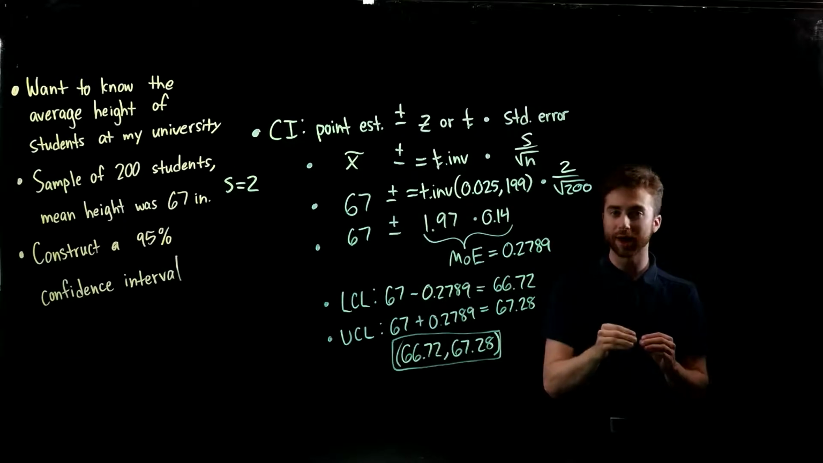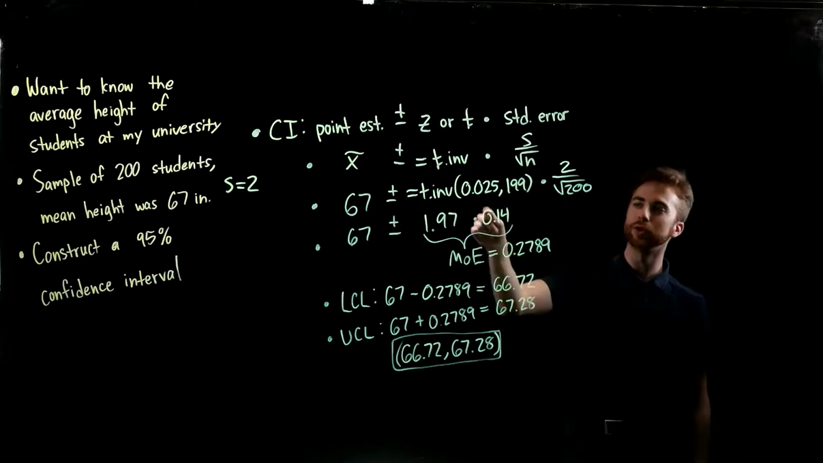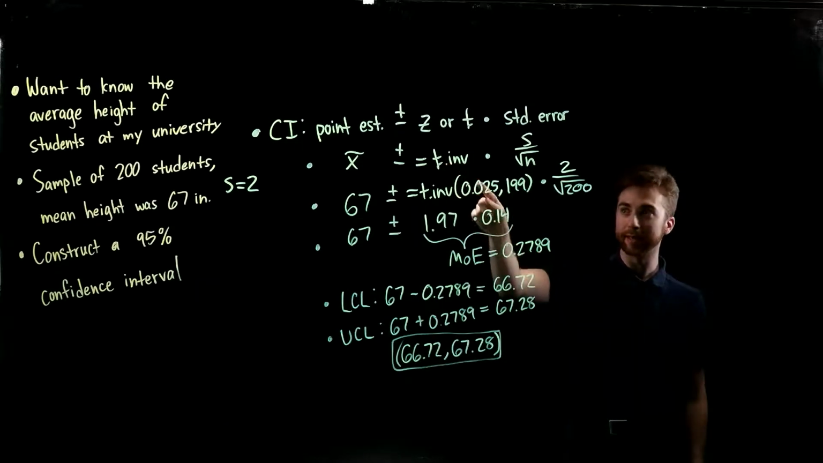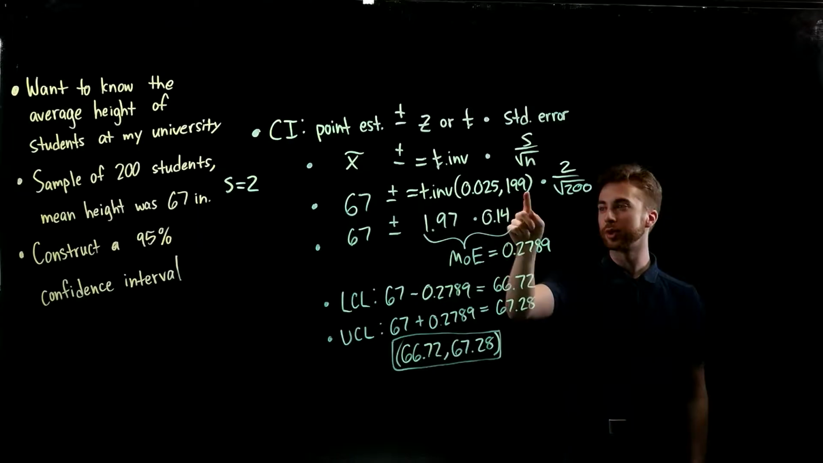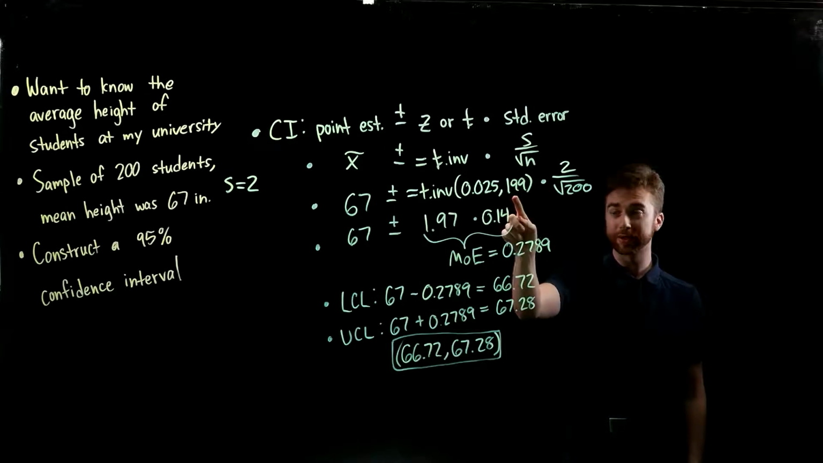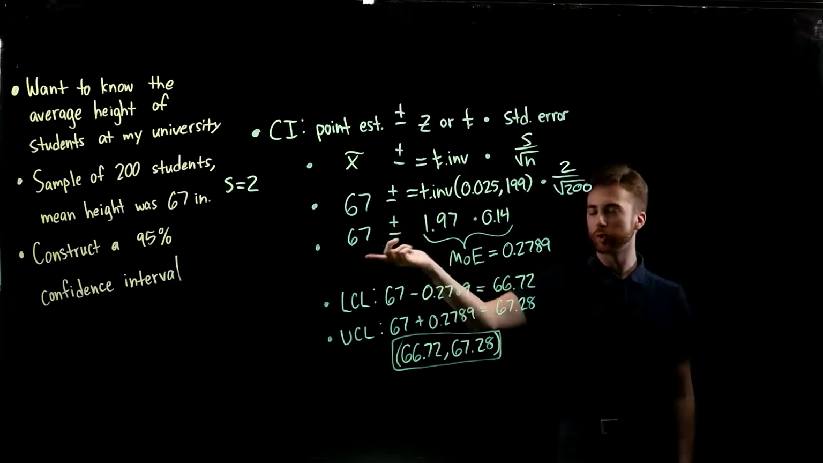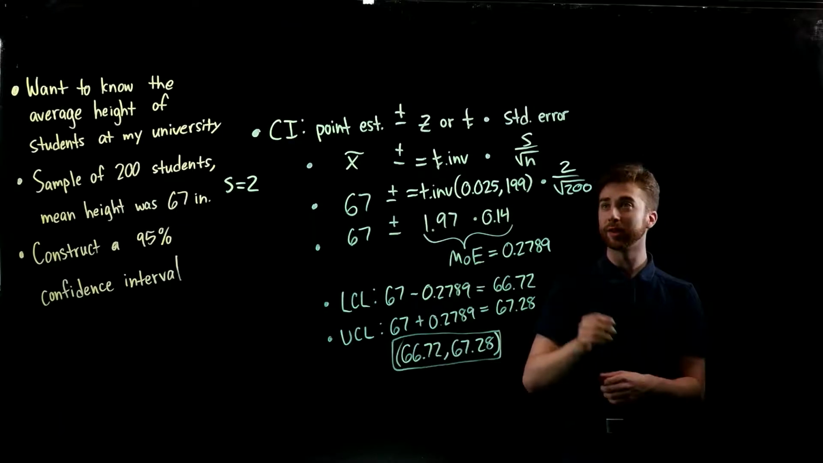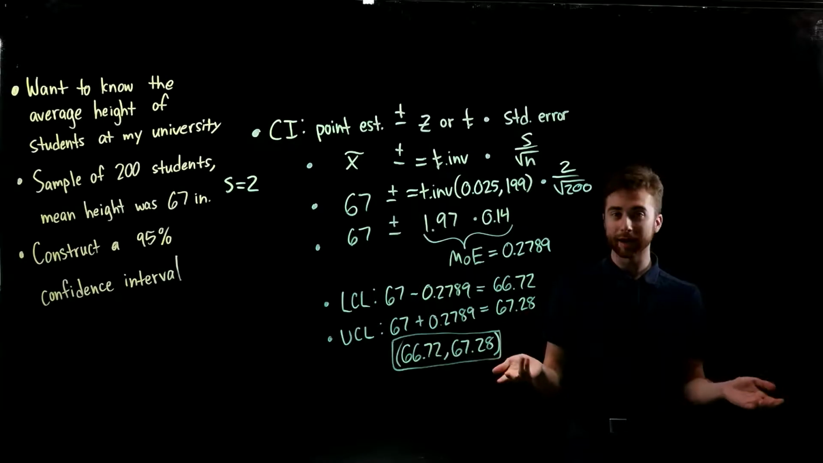Just take 1 minus your confidence level, divide that value by 2, and plug it in for the probability in this Excel function. Finally, with the degrees of freedom, we just established that the sample was 200 students. We know that our degrees of freedom is n minus 1, so 200 minus 1, 199. Finally, when we're dealing with standard error, that's just s divided by the square root of n.